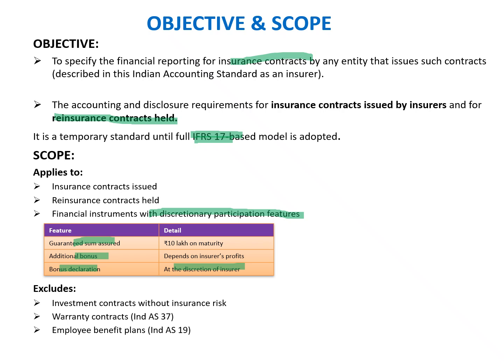It excludes the investment contract without the insurance risk, warranty contracts which are covered under Ind AS 37, and the employee benefit plans which are covered under Ind AS 90. So the objective and scope clearly determines the key features under this Ind AS 104. It specifically applies to insurer, the entity that issues the insurance contract, which has the element of significant risk attached to it. And what is that significant risk? What is the concept of insurance contract? We're going to cover that in the upcoming slides. So let's move to the next slide then.